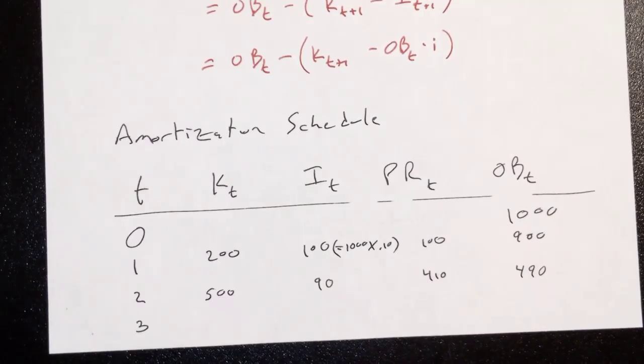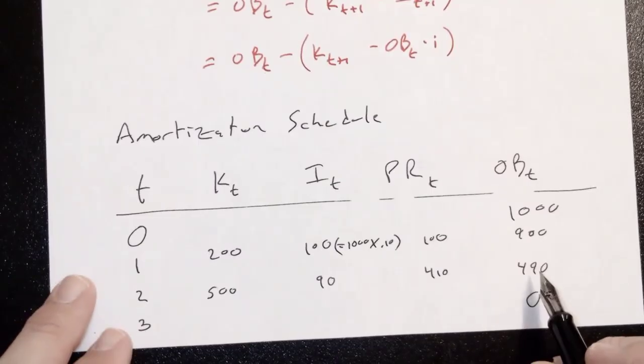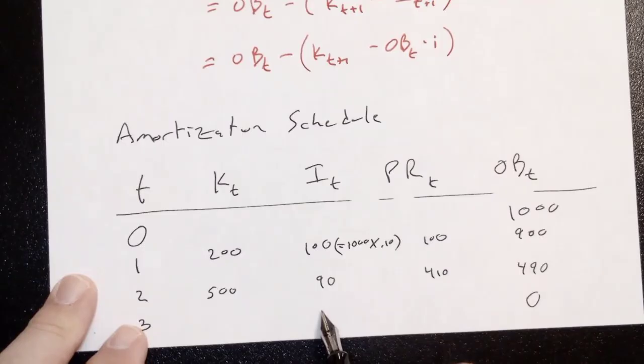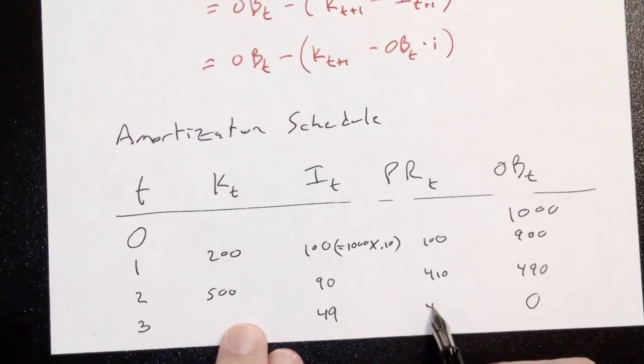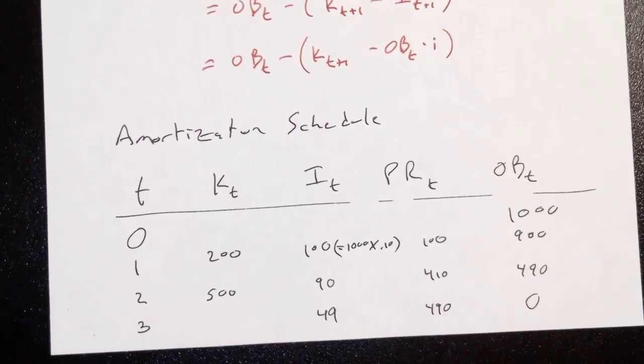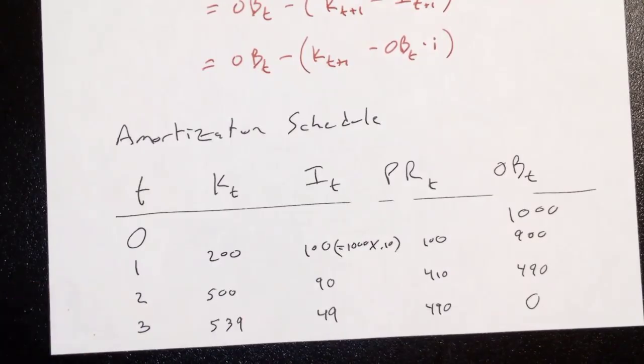Now, here's where I have to do things a little bit backwards because it said pay the rest. I want this to be 0. Oh, okay. The interest I will be charged is $49, right? I want the principal repaid to be all 490 so that I end up with a balance of 0. That tells me what this payment is. It's 490 plus 49 or $539.